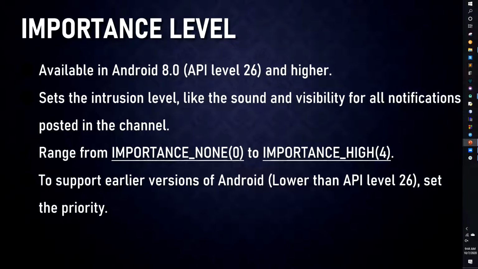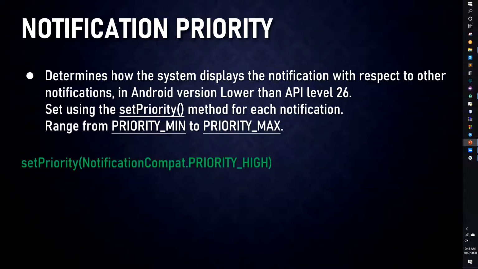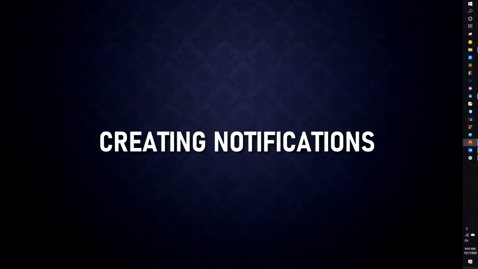The channel is for Android version 8 and above, but for lower than API level 26, you use the priority level. This will determine how the system displays each notification. You set that by using the set priority method for each notification, and its range is the same, from priority minimum to maximum. So you can use the set priority method and pass the priority level.